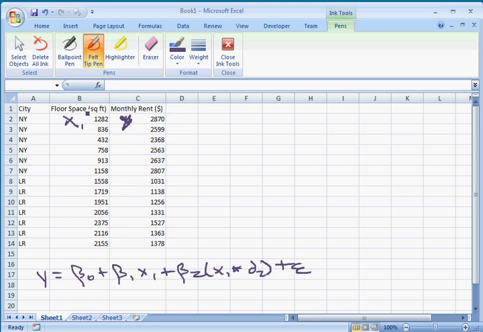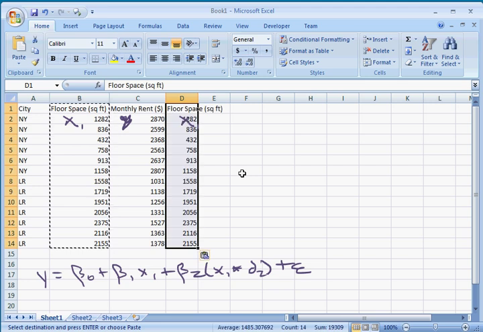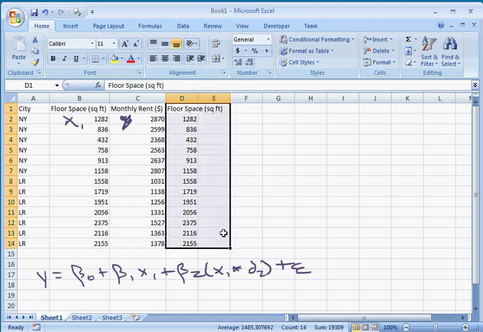Okay, now because Excel can be kind of a pain, it needs you to have all your x's next to each other when you run a regression. So I'm just going to copy and paste this right over here so that we have it over here. Because it needs you to have your x's all contained in a nice convenient block.